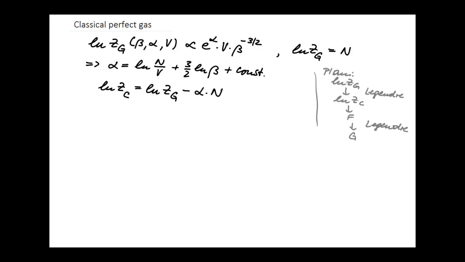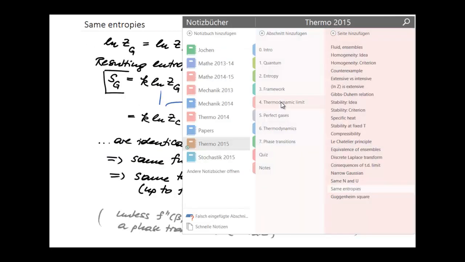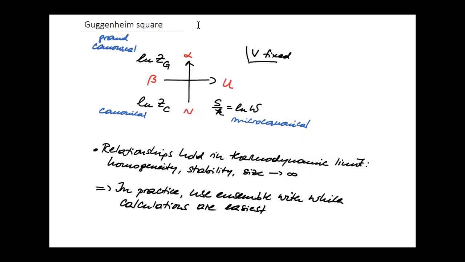This you can read from a different Guggenheim square. Let me show it to you. We had this in the chapter on the thermodynamic limit when we talked about the equivalence of ensembles. We had a Guggenheim square in which the log of the grand canonical partition function and the log of the canonical partition function featured. And with our usual tricks, we can read from this Guggenheim square that the log of the canonical is the log of the grand canonical partition function minus alpha times N.